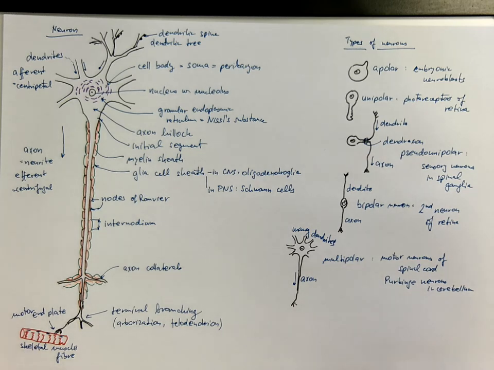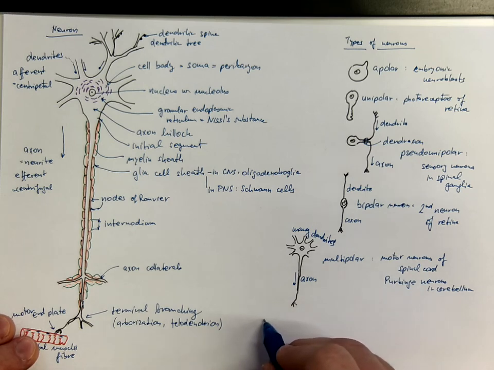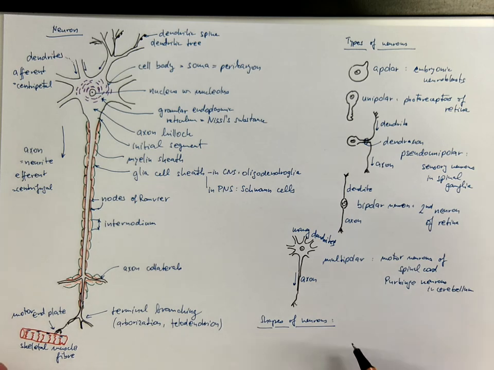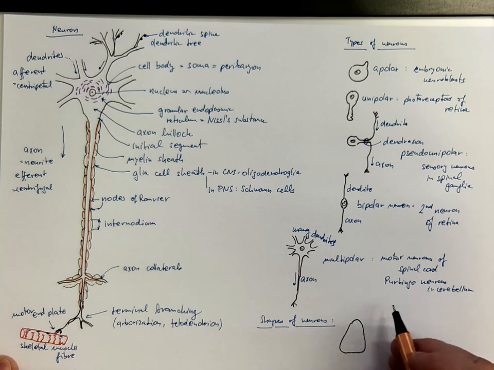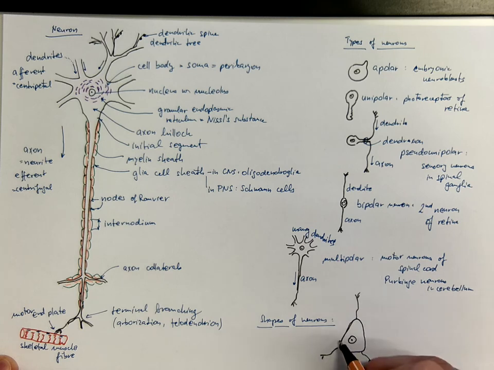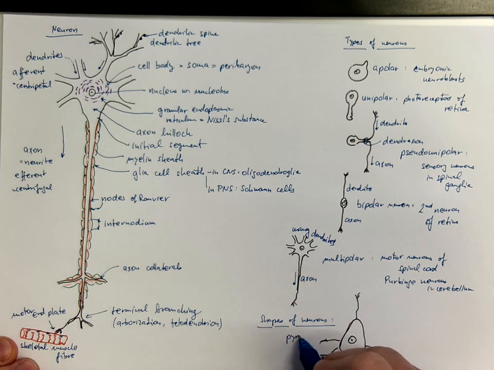You can also classify neurons according to shape. And there are really many shapes and names and terms. I will mention two examples that will be useful for describing the neurons and their layers in the brain cortex. Neurons that have a shape of a pyramid, okay, with many processes, are called pyramidal neurons. For example, in the brain cortex.